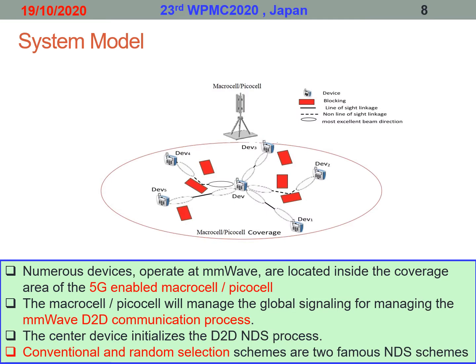The network structure will have a macrocell or picocell that serves a group of mmWave devices. There is a central device that wants to communicate with the best nearby device to have a device-to-device linkage. The traditional approaches are the conventional approach and the random selection approach. For the conventional approach, this device will do beamformer training with all of the surrounding devices to select the best nearby one, which is an exhaustive search approach. In the random selection approach, this device will randomly select any of these devices.